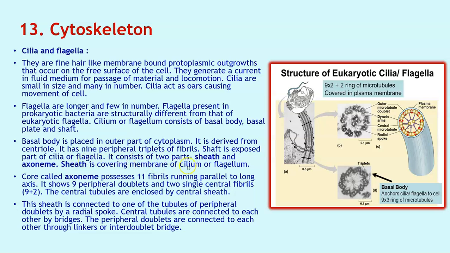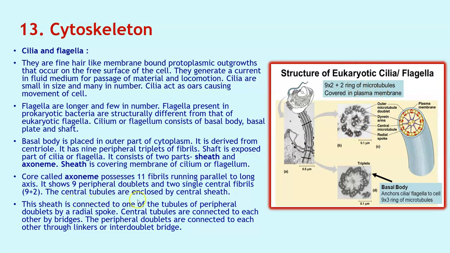It consists of 2 parts, the sheath and the axoneme. Sheath is a covering membrane of the cilium or the flagellum. The core, called the axoneme, possesses 11 fibrils running parallel to the long axis. It shows 9 peripheral doublets and 2 single central fibrils, that is 9 plus 2. This here, if you count, you will get these rings, microtubule rings.